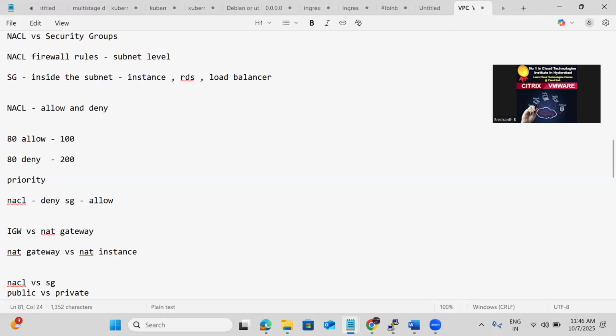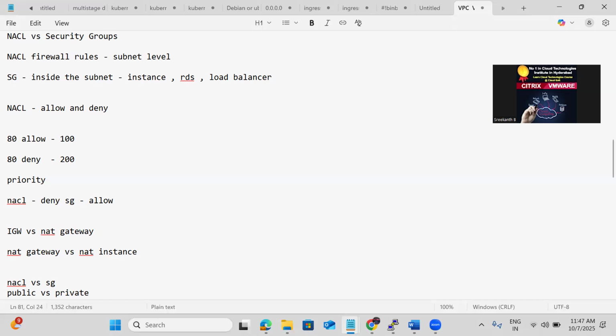We block it at the NACL level itself. We don't bring that traffic till the instance level, due to security reasons. I hope you got it, right?